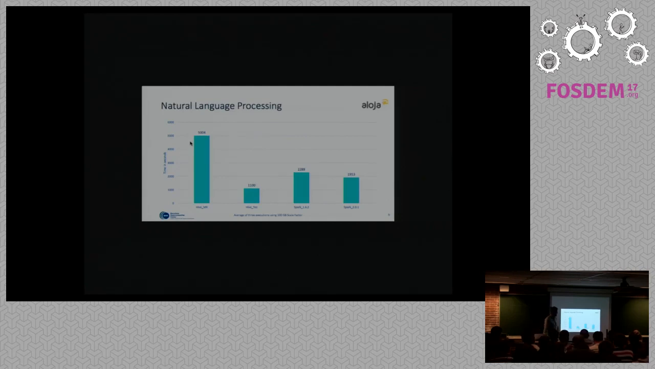Moving on, natural language processing here. Tez, once again, is the winner by a long shot in this case, followed by Spark 2. Spark 1 is really close to Spark 2, and MapReduce is really, really slow.